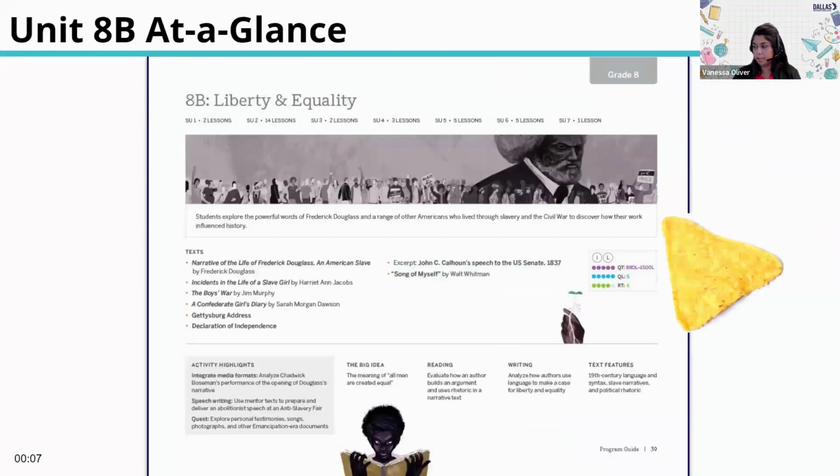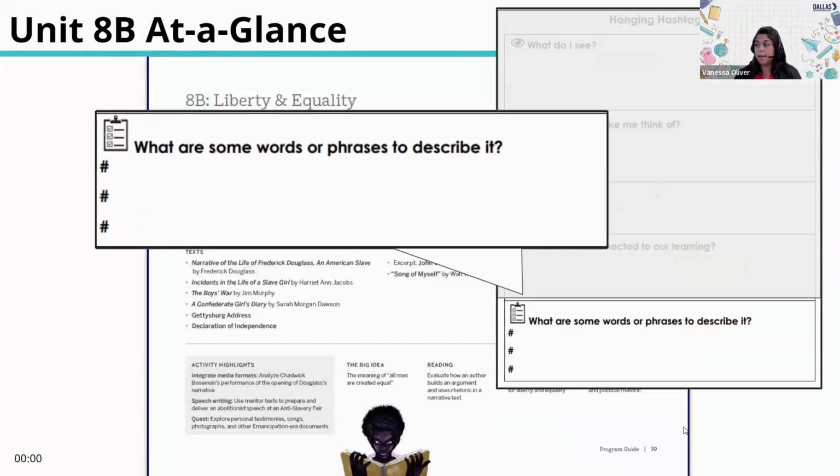Okay, on this poster, I see a prominent image of Frederick Douglass and many people who appear to be protesting. I see a new sprouting being held by the roots and a young man reading a book. I see that we will read the Narrative of the Life of Frederick Douglass along with other accounts of the Civil War, including the Gettysburg Address. So after reading over this unit at a glance, my hashtags would be hashtag fight for equality, hashtag abolition boss Douglass, and hashtag words at Gettysburg.